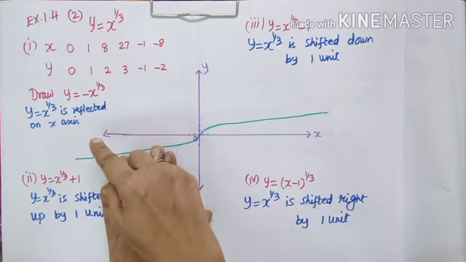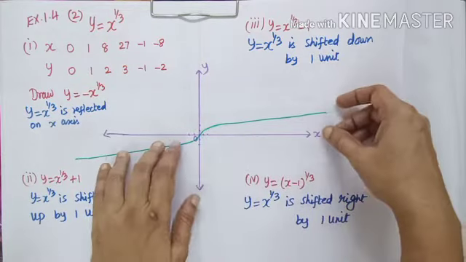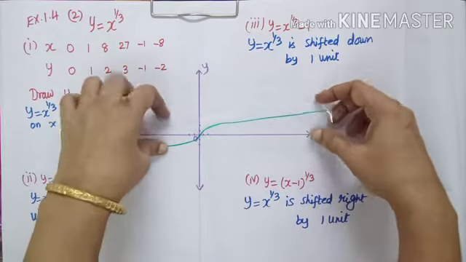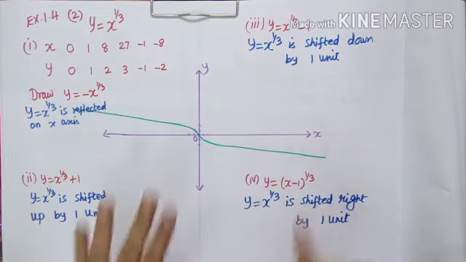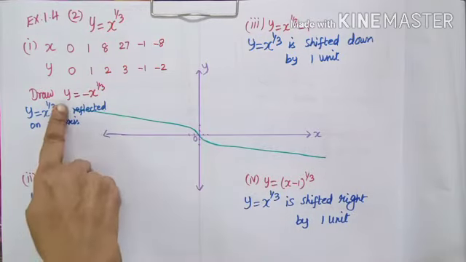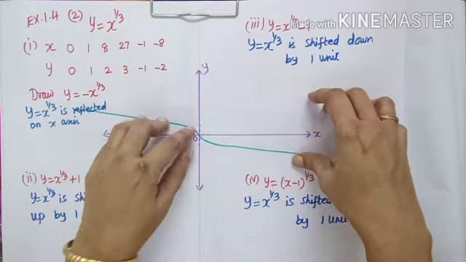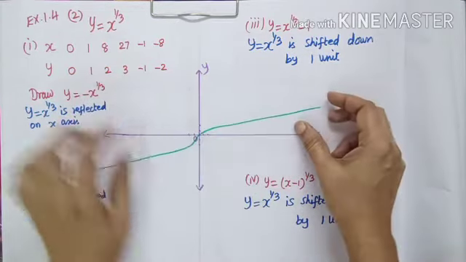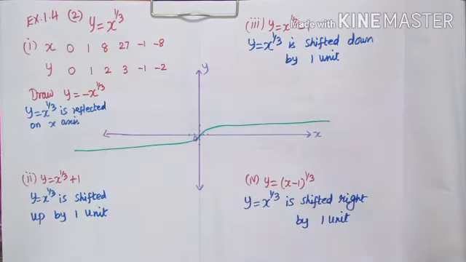What I want is y equal to minus x power 1 by 3. This curve is reflected about the x-axis, so this is a reflection, and this is the diagram for y equal to minus x power 1 by 3. Go on to the original diagram. This is y equal to x power 1 by 3.